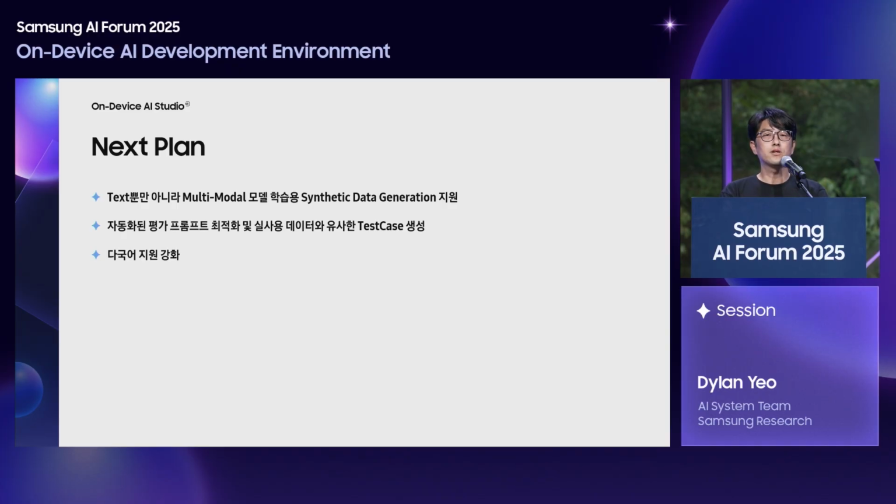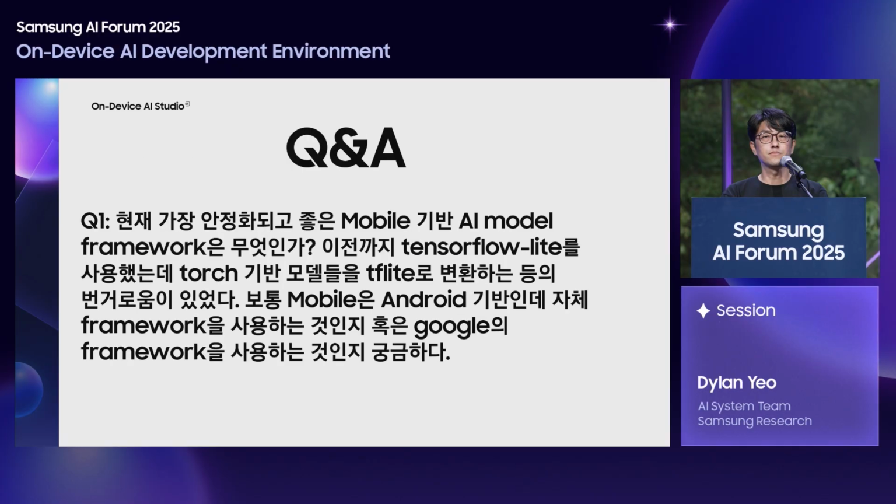That's the overview of AI Studio today. So what's next? We plan to extend our automatic synthetic data generation from text-centric to full multimodal so that Galaxy AI can deliver more user-friendly experiences. We are also working to automate evaluation prompt authoring and to generate test cases that better mirror real usage, boosting perceived quality. Finally, we will strengthen multilingual support, helping developers who are relatively less familiar with cross-language workflows achieve strong results.